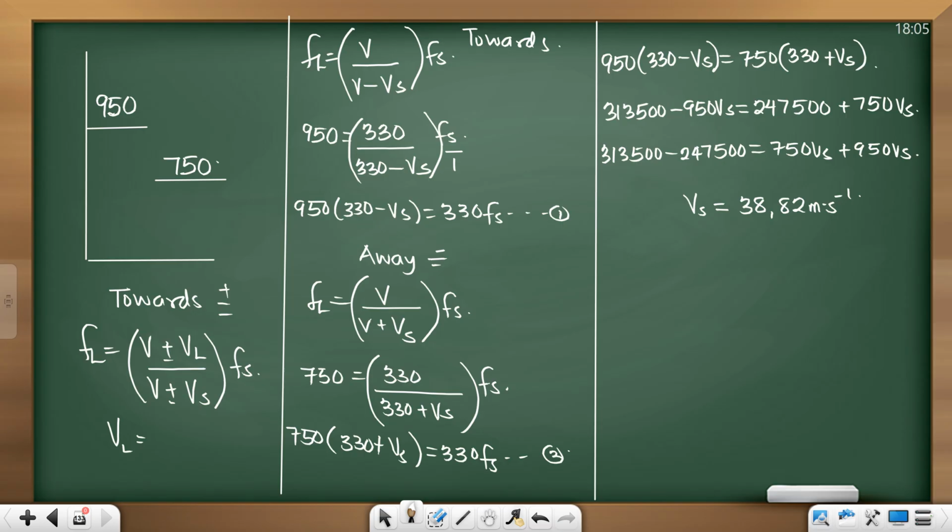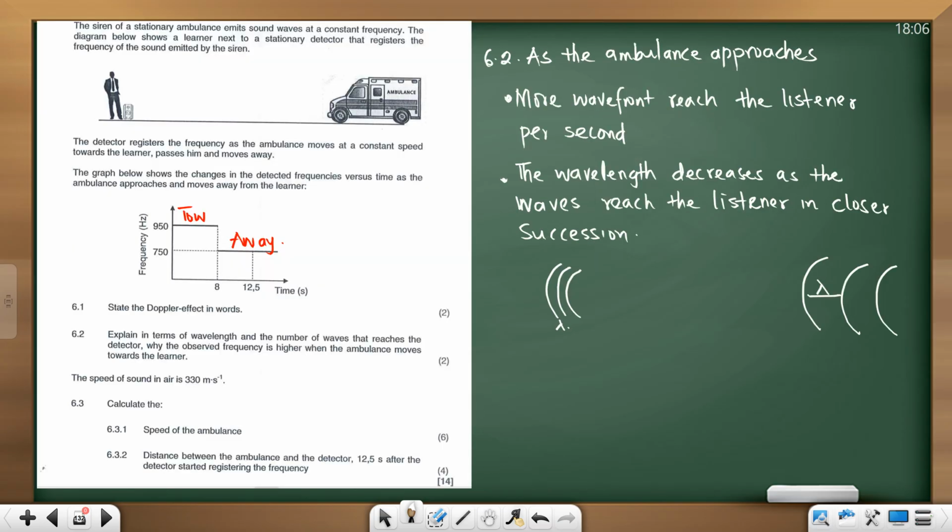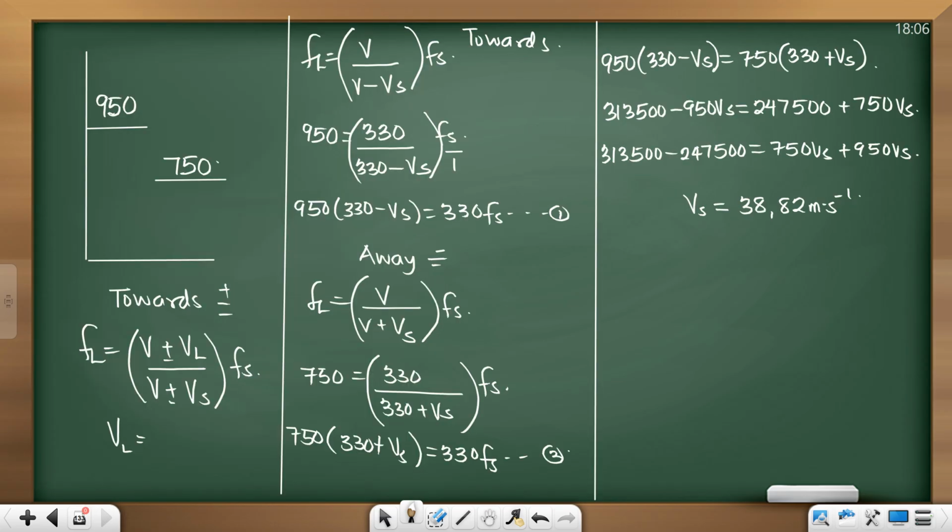All right, finally for the day, I said 2 minutes, but I've taken 3 minutes. Calculate the distance between the ambulance and the detector, 12.5 seconds after the detector started registering. All right, what are we looking for? The distance. What do we do? Which one is moving? The source is moving, right?